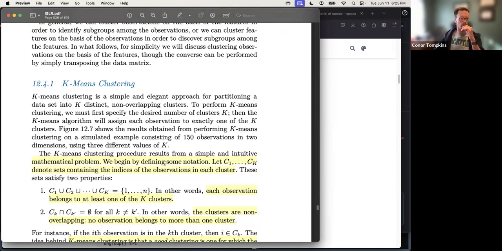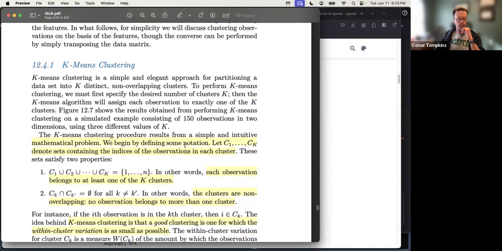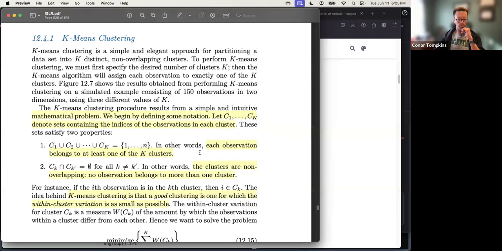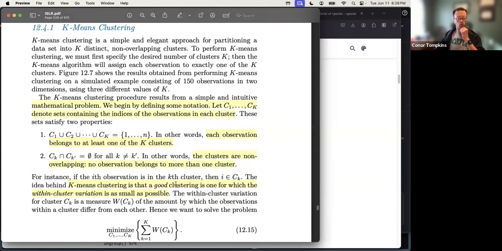So they go through all the notation and things like that. Each observation belongs to at least one of the clusters, and no observation belongs to more than one cluster. That's one of the requirements of the algorithm. Again, we're trying to minimize the variance within each cluster. So if you have 10 observations in one cluster, they should all be very similar.